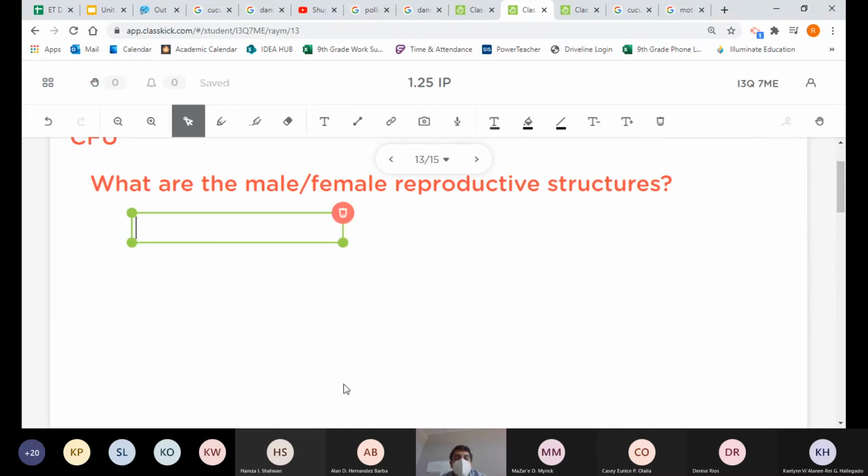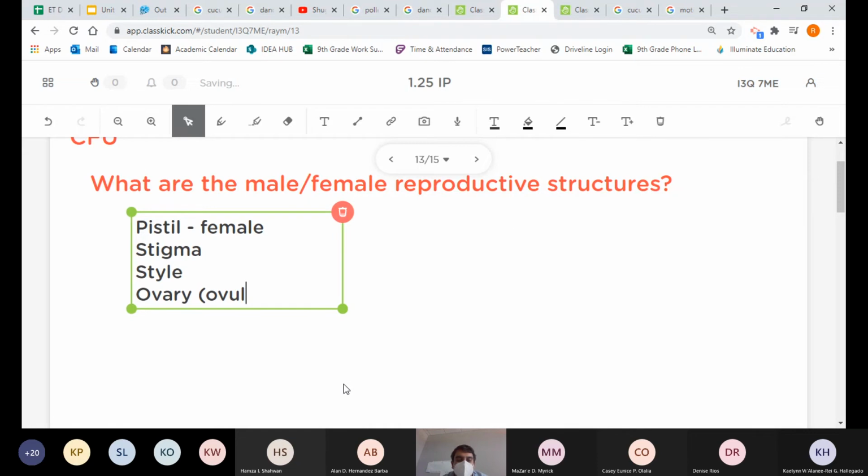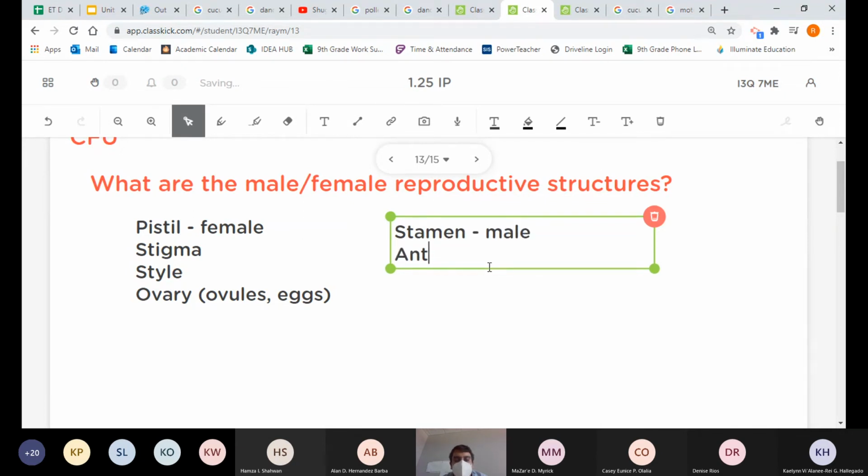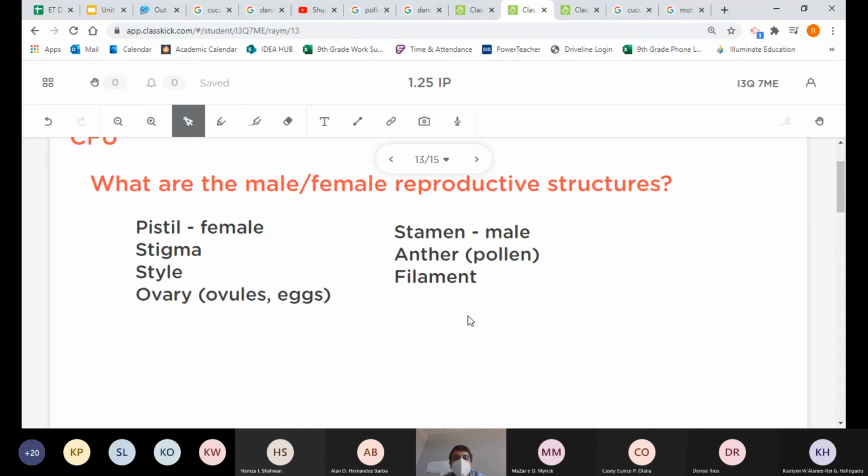We have the pistil, which is going to be the female part. The pistil is made up of the stigma, the style, and the ovary, where the ovules are, which are the eggs. Then you have the stamen, which is going to be the male part, the anther, which has the pollen, and the filament, which holds up the anther. And there you go. Those are the male and female reproductive structures. We'll give it a second.